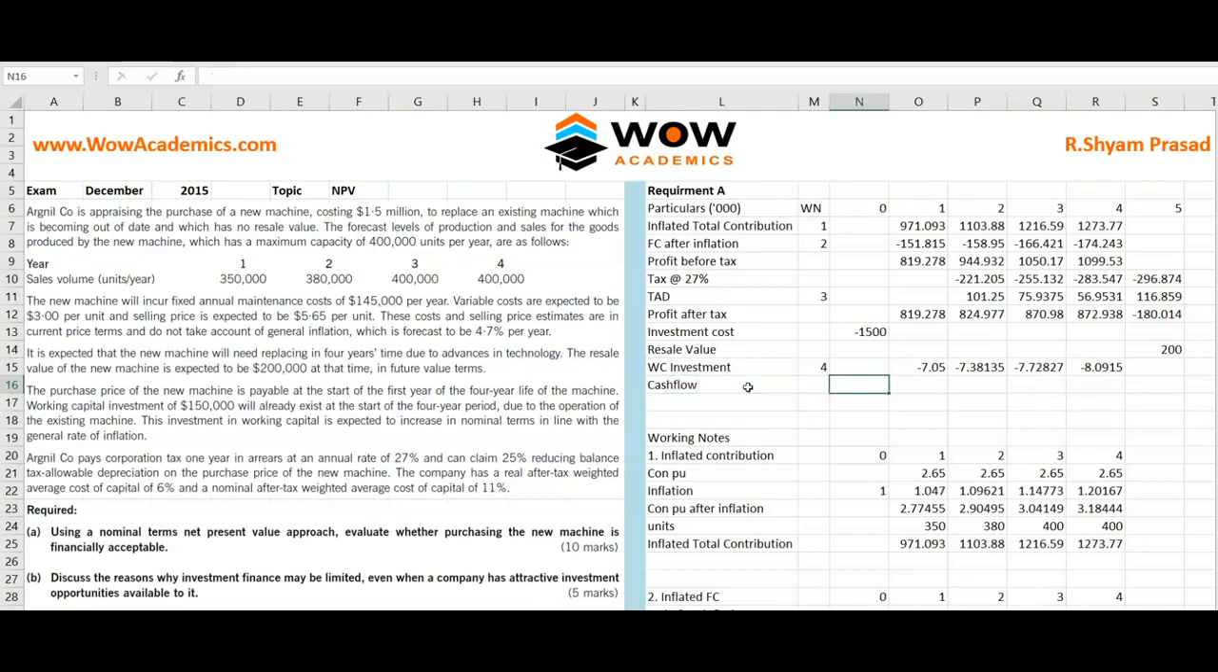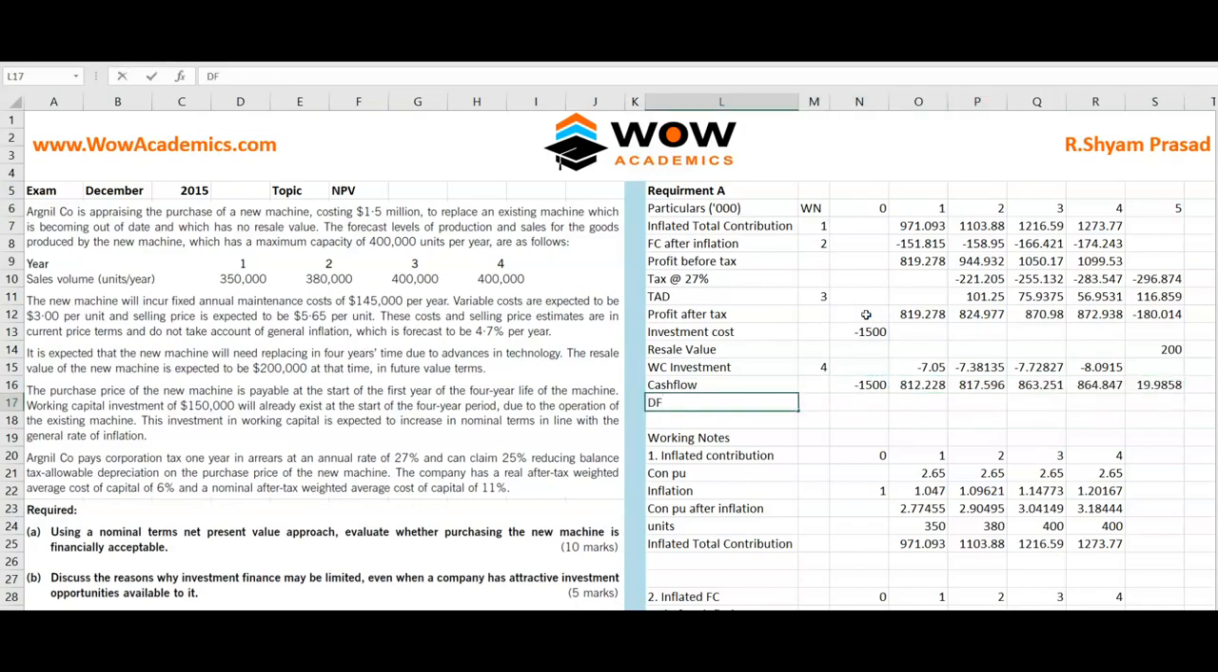So the cash flow will be the sum of the PAT, profit after tax, the investment, the resale value, and the working capital investment. All of them put together we have to add, and we got a number. So we'll do the same thing for all the 5 years. We got the full numbers.